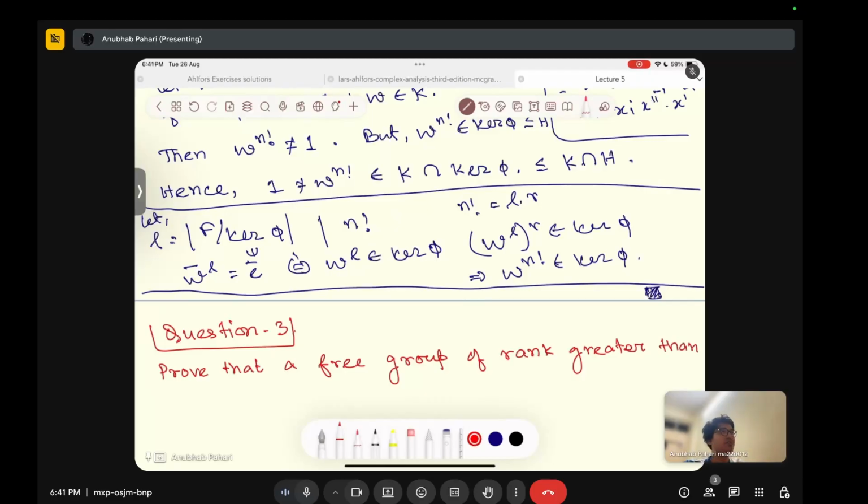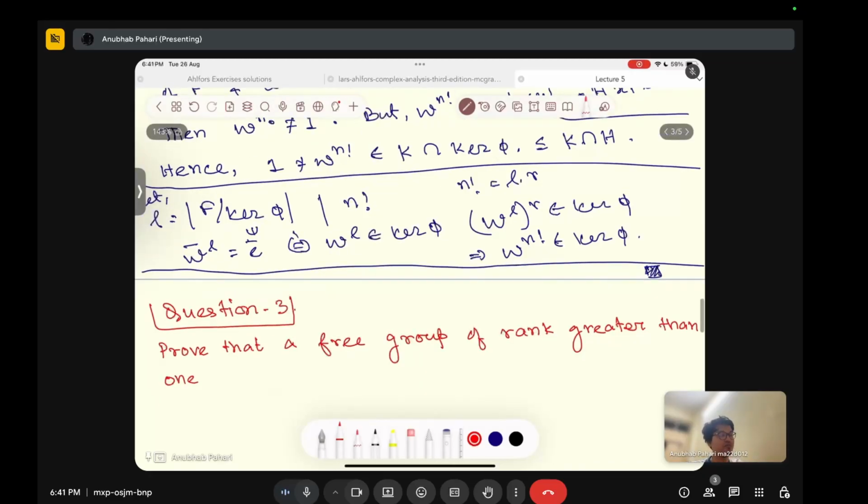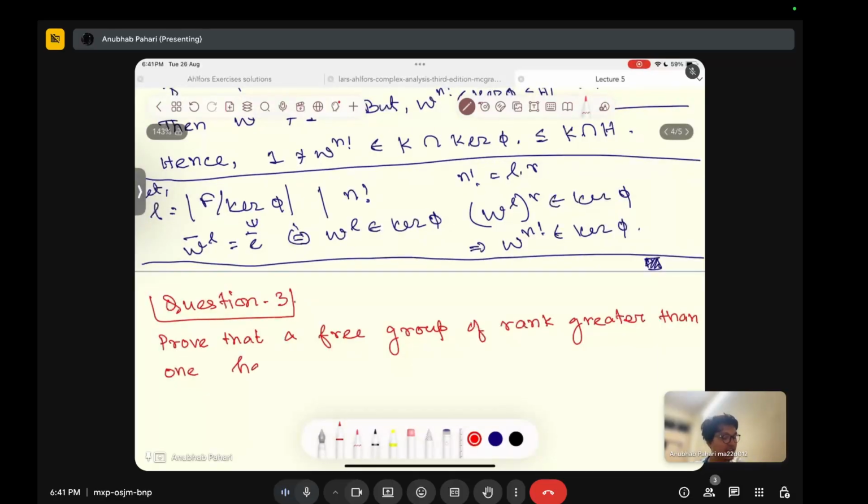Okay, so this problem is that if I have a free group of rank greater than 1, that means it has at least two generators, then it has trivial center. Trivial center means that the only element which commutes with everyone is the identity. So you try this for 2 or 3 minutes. It should be easier, and I will be coming back.